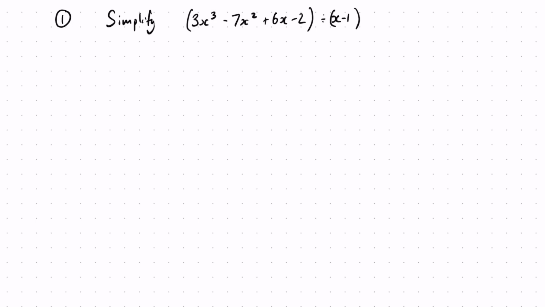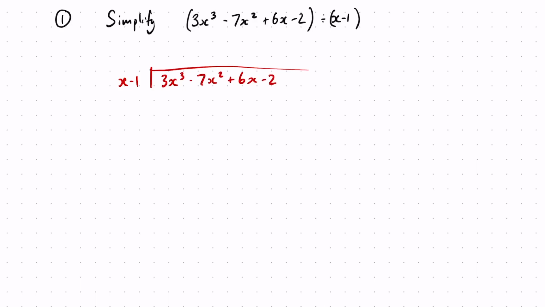Okay, hopefully you had a good go at this. So, same process as before. Even though it says simplify, it is just a division question. It's just how the question could be written. So we're going to put x minus 1 on the outside. We're going to have 3x cubed minus 7x squared plus 6x minus 2 underneath.